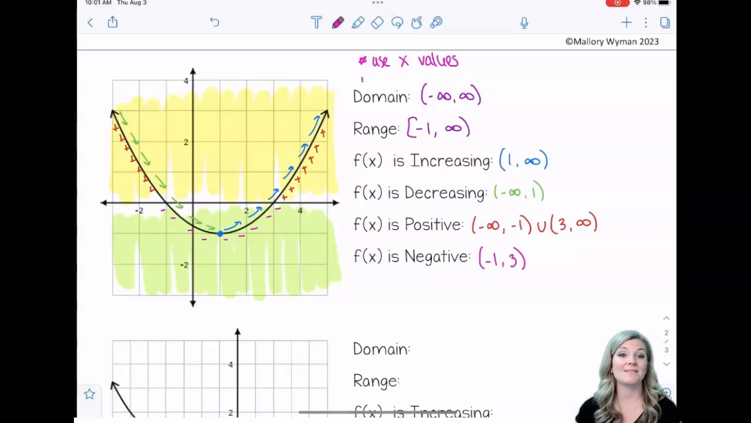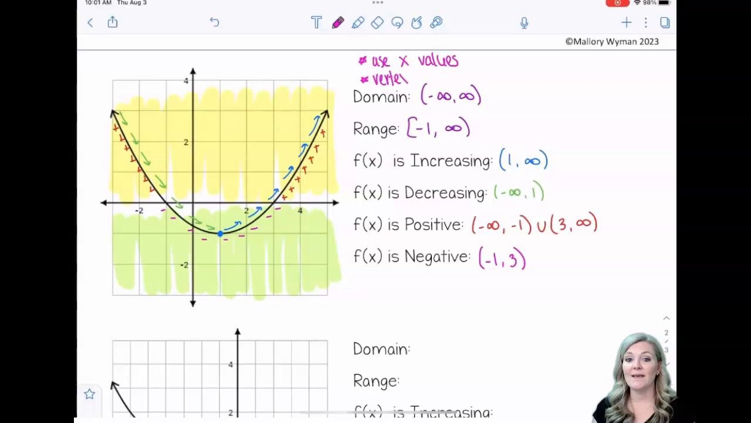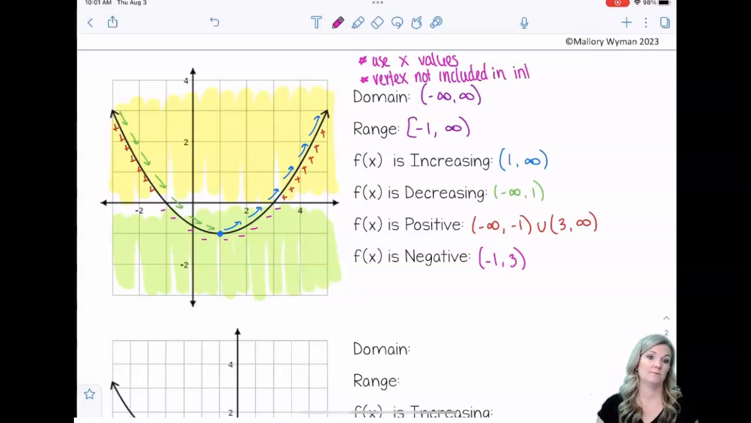Again, just because it's on a second page, maybe you want to write a couple notes up here at the top that we're using the x values and your vertex is not included in intervals.